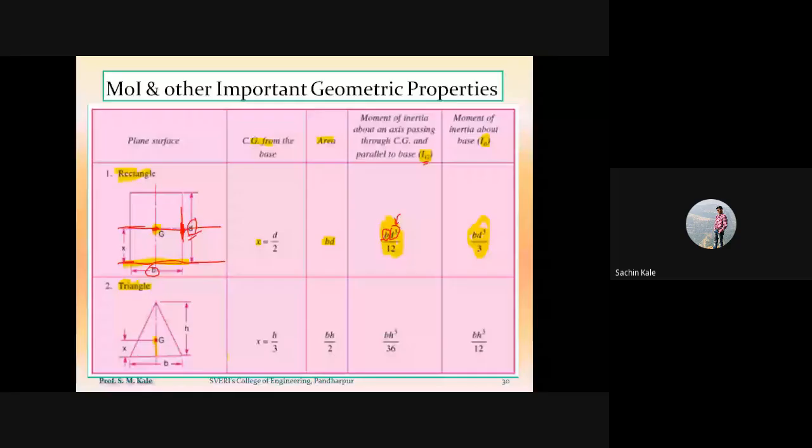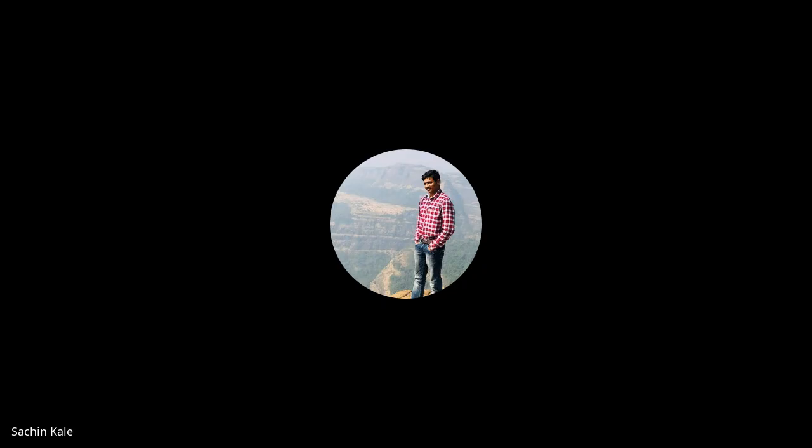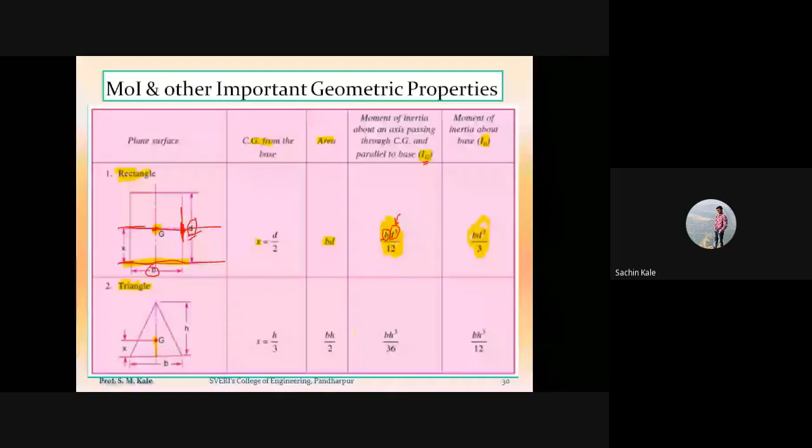Then what will be the area of triangular plate? One-half base into height, so 1 by 2 b into h will be the area of triangular plate. Then moment of inertia about an axis passing through center of gravity and parallel to the base.